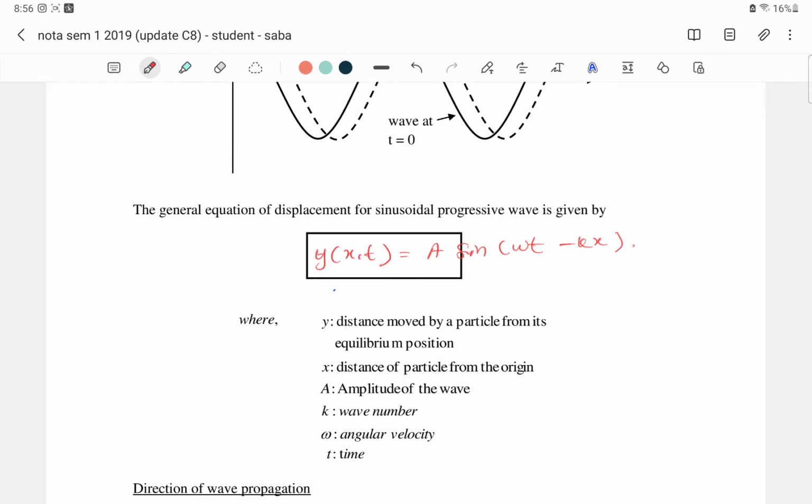Okay, y is the distance moved by the particle from its equilibrium position, the distance the particle moves from origin. A is the amplitude of the wave. Ini adalah kita punya wave number, k equal to 2 pi over lambda. Kita ada angular velocity. This is our angular velocity, omega equal to 2 pi over T. Okay, and then we have time.